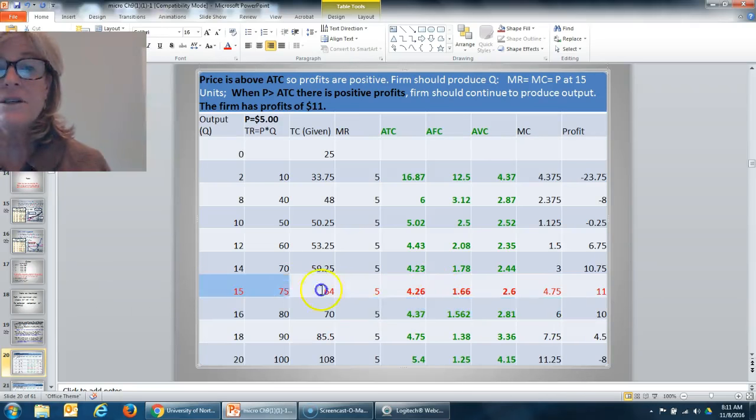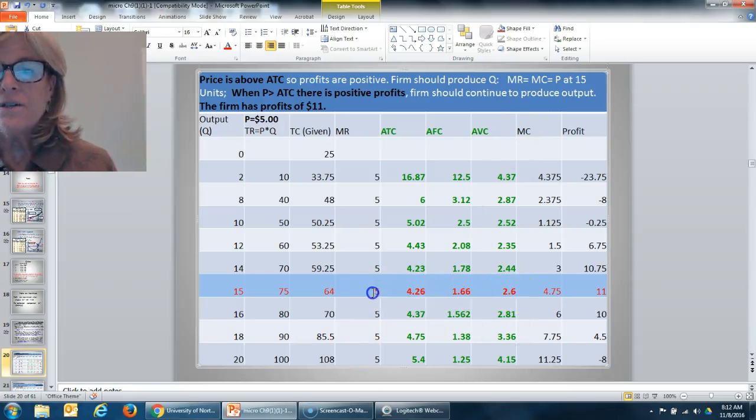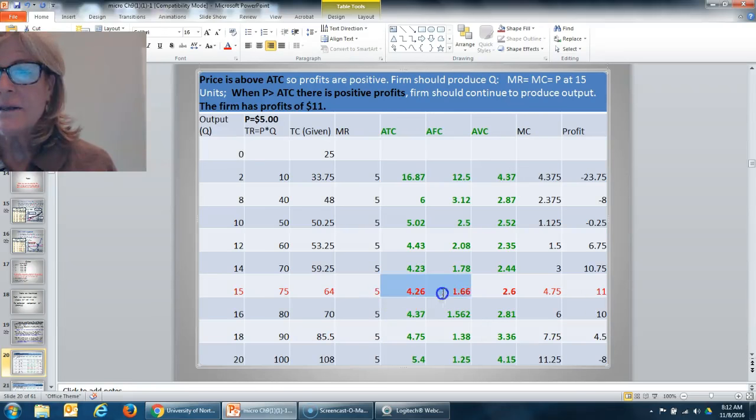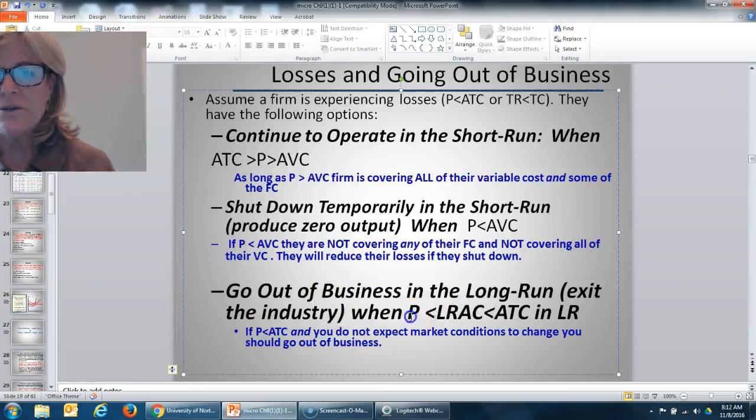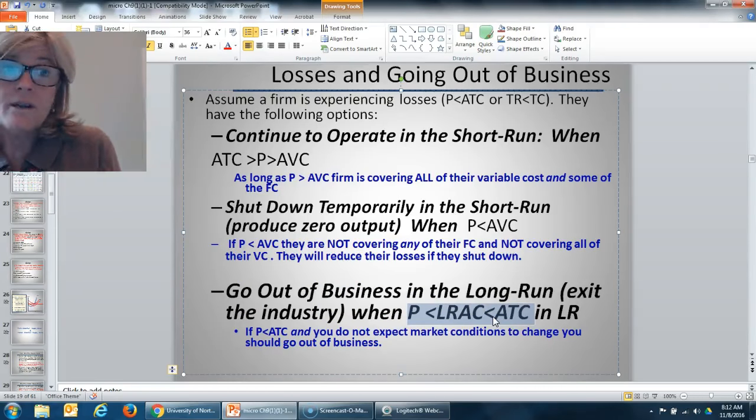Okay, in this case, marginal revenue is greater than that. My price is greater than that. So what rule does this correspond to? My price is greater than average total cost. Does everybody see how 5 was greater than your average total cost? And it was greater than average variable and average fixed too, but it's also greater than average total.